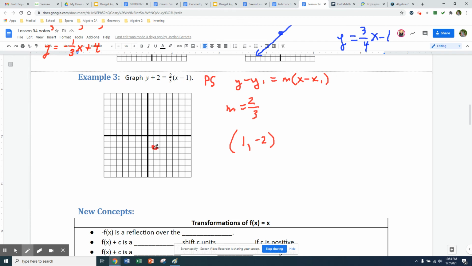That's going to be one of the points on the line, because in point-slope form, the x1 and y1 represent a point that's on that line. And then I'll use my slope of 2/3, rise 2, run 3, rise 2, run 3. And once I get a line forming, I can go ahead and construct my line.